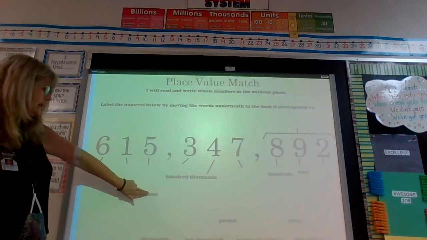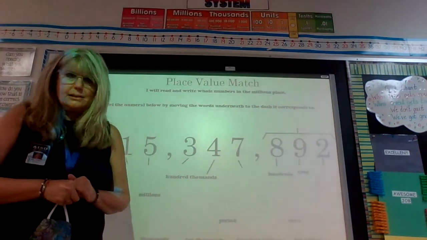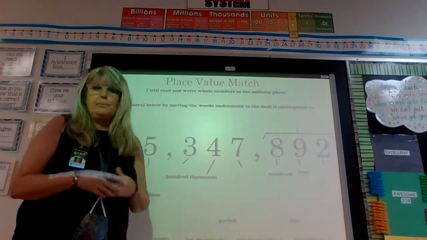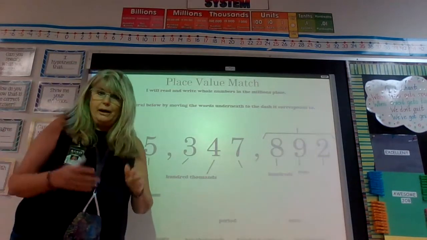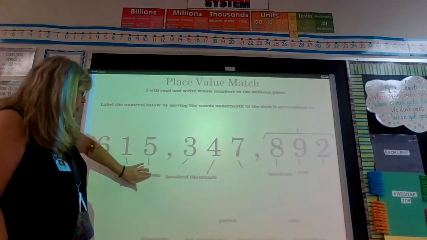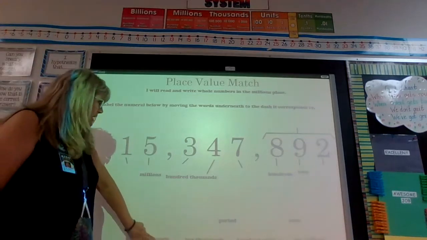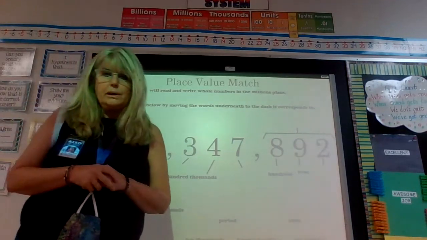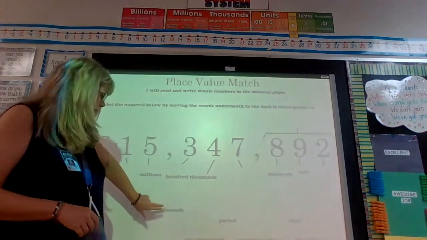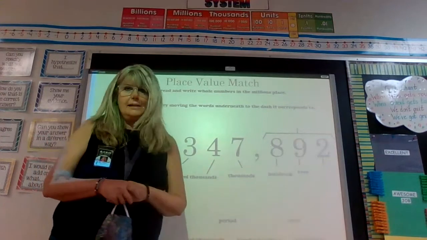Here's a bigger one. Let's look at this one. It says millions. Which one of those numbers stands for the millions place? Okay, if you held up the 5 fingers, you are correct. That is the millions place. So let's look at the next one. It is the thousands place. Okay, if you will hold up the correct number of fingers, you should have 7, and that is the thousands place.